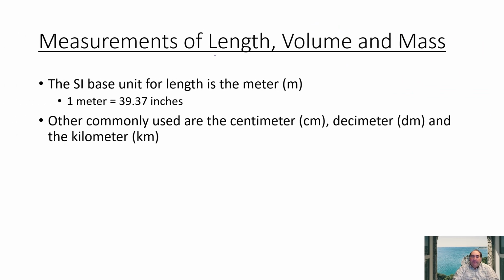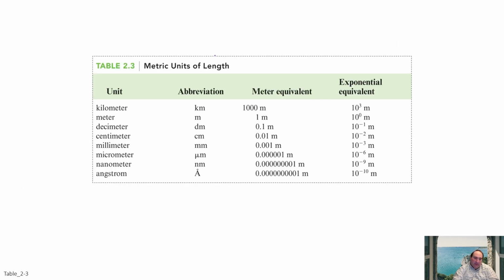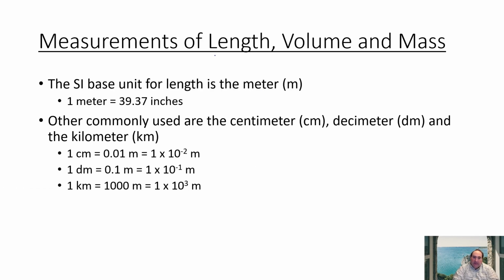So let's talk a little bit about some of these quantities of measurements that we make. The base unit for length is a meter. One meter is about 39.37 inches. Some very common length units that we use are centimeters, decimeters, and kilometers. I would say a lot of times in chemistry, in terms of length, we definitely come across meters a lot, centimeters, and kilometers. These are ones that we do run into a lot in problems.